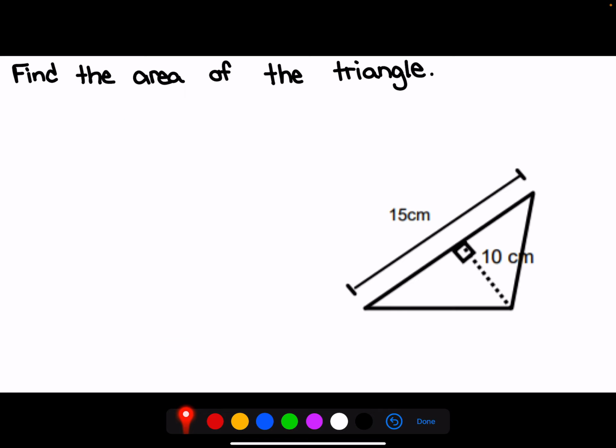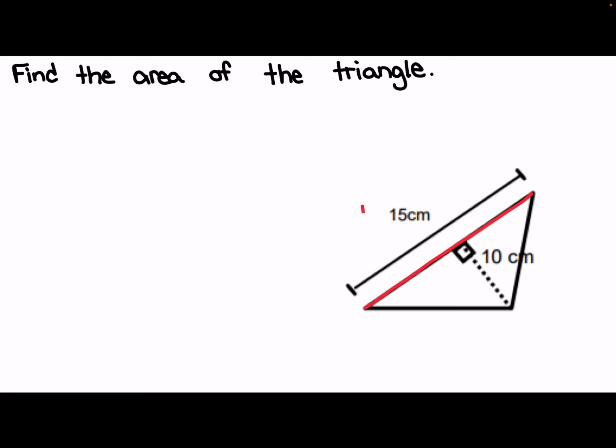So let's go ahead and try out some example problems. Our first one, we want to find the area of this triangle. Now, first thing that we need to do is identify our base and our height. In this problem specifically, our base is 15 centimeters and our height is 10 centimeters.